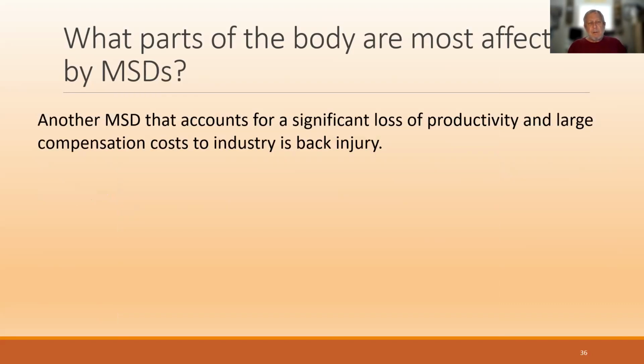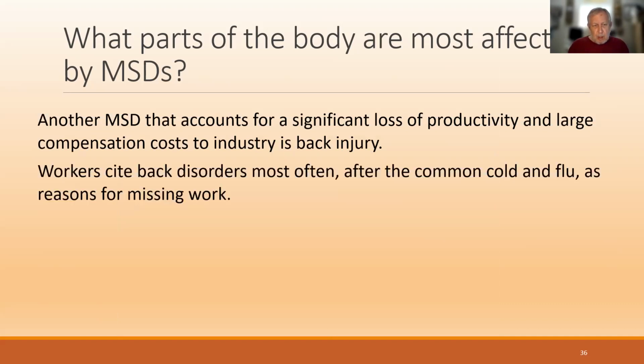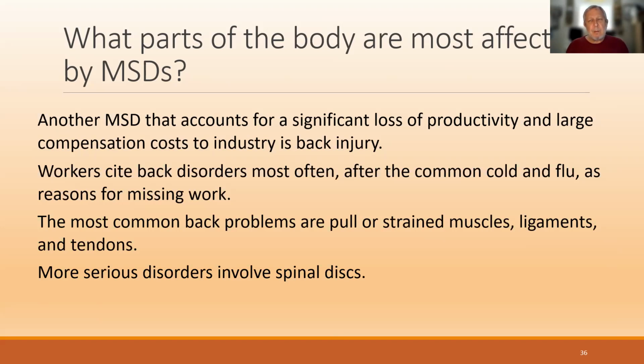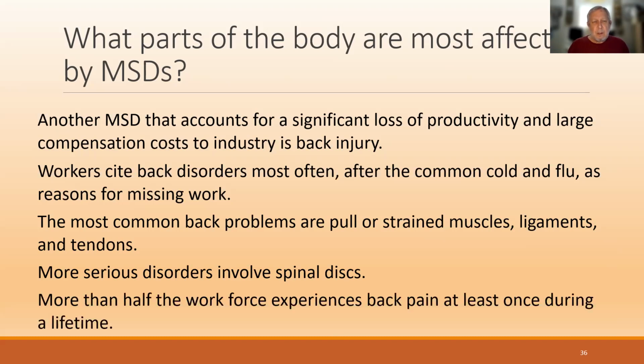So what parts of the body are most affected? Back injuries, and that is a big one too. Workers cite back disorders most often, after the common cold and flu, as reasons for missing work. The most common back problems are pulled or strained muscles, ligaments, and tendons. Most serious disorders involve spinal discs. So everybody probably has at one time or other pulled or strained a muscle in their back. But spinal disc injuries are very, very serious.